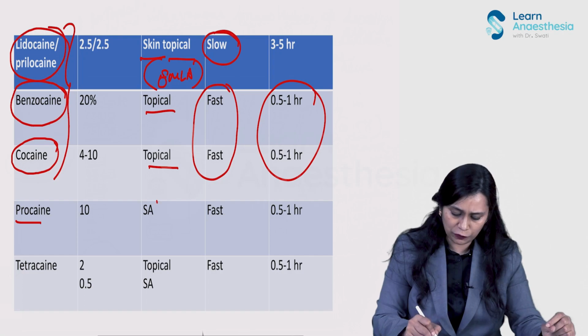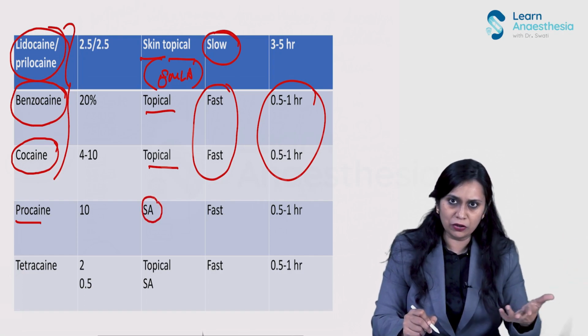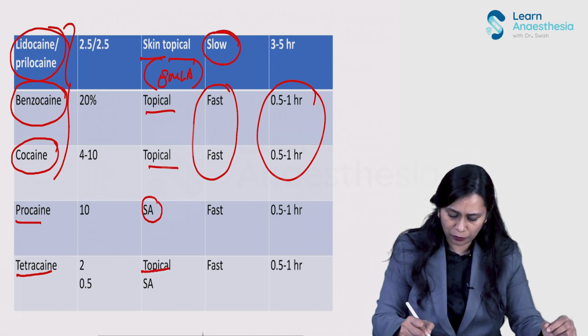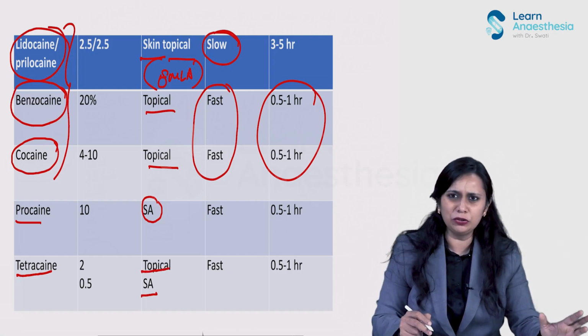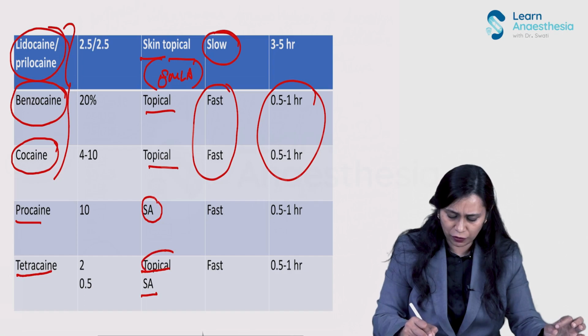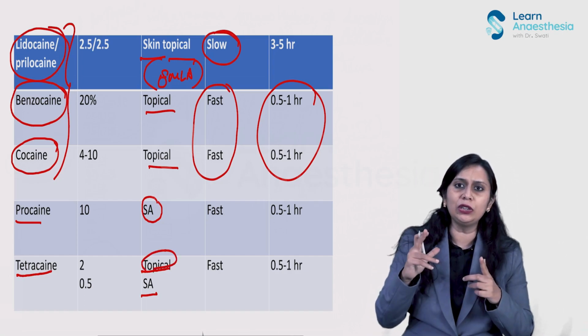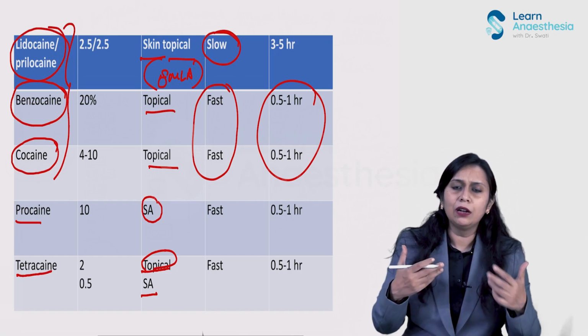Procaine was used for spinal anesthesia, but nowadays it is not used, not much use. Tetracaine, again an ester, can be used for topical and for spinal anesthesia. Not used nowadays for spinal, mostly it is used for topical. So the ester group is mostly used for topical.